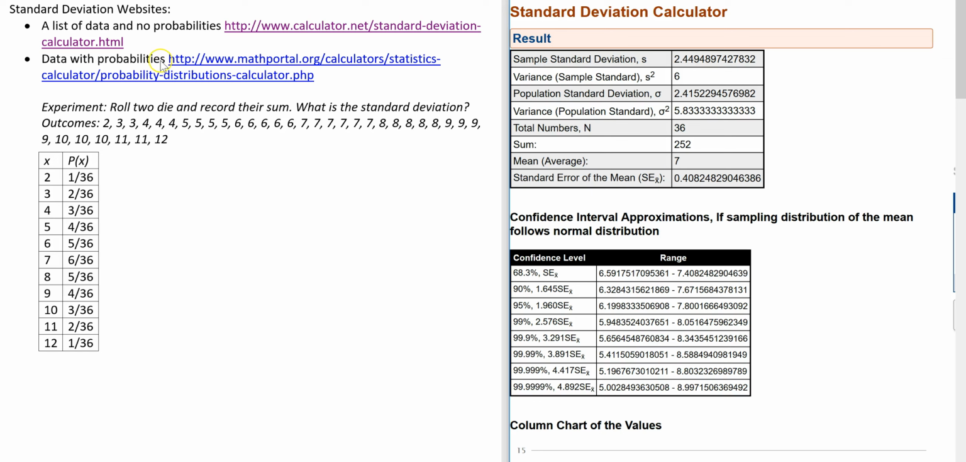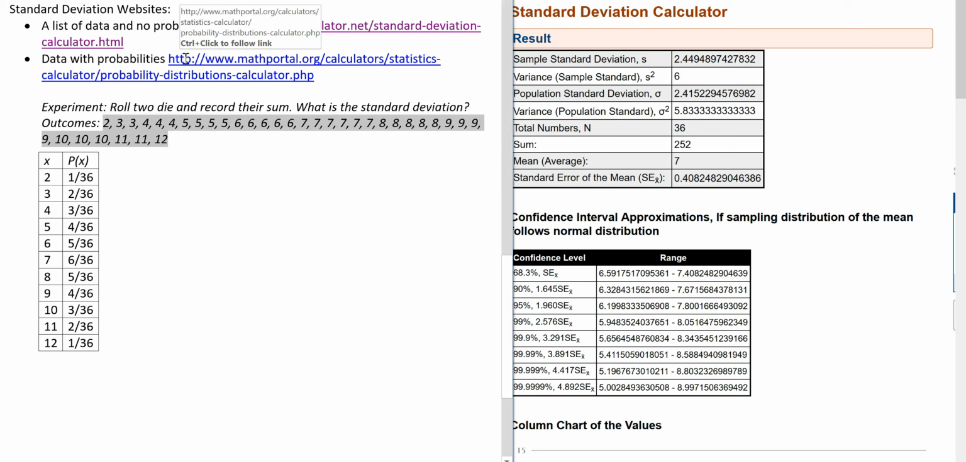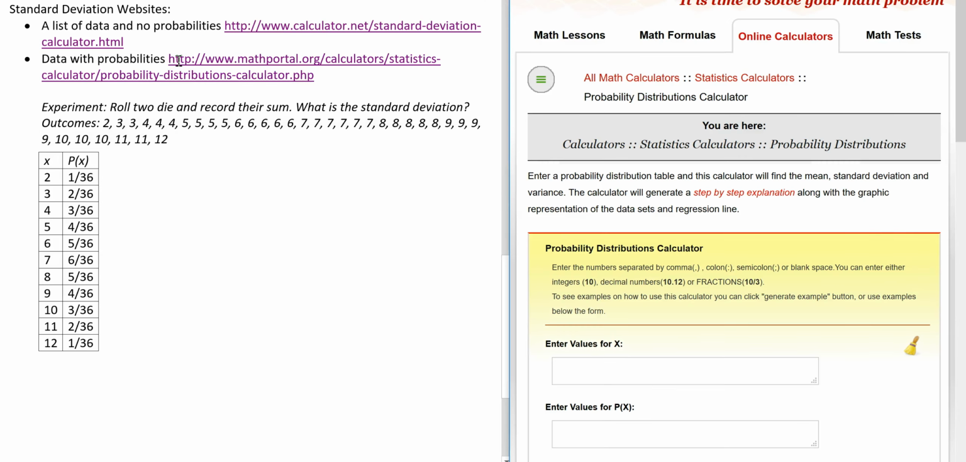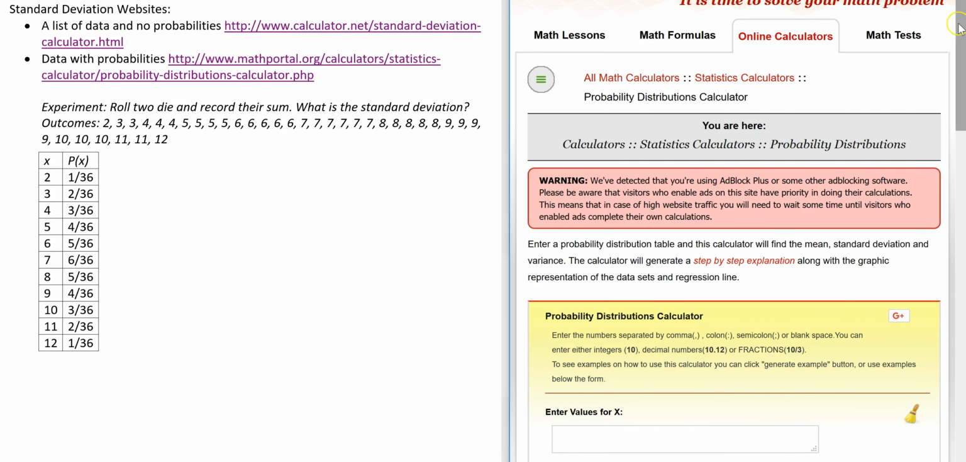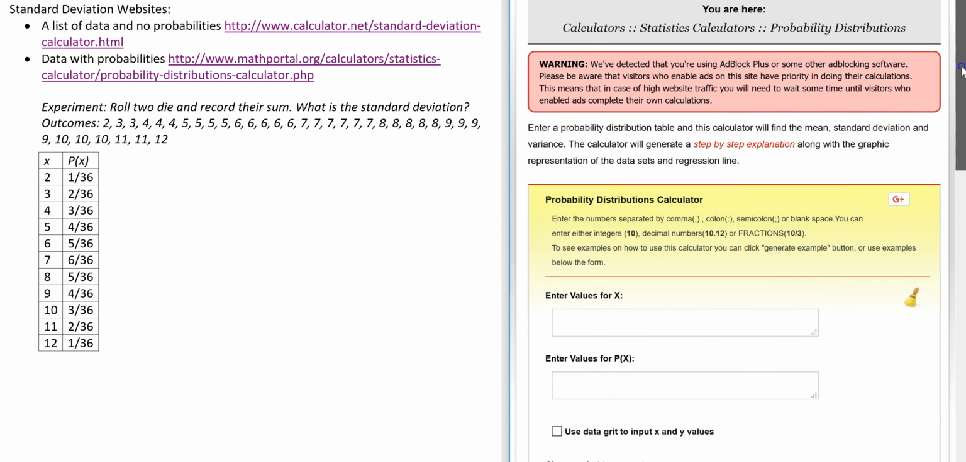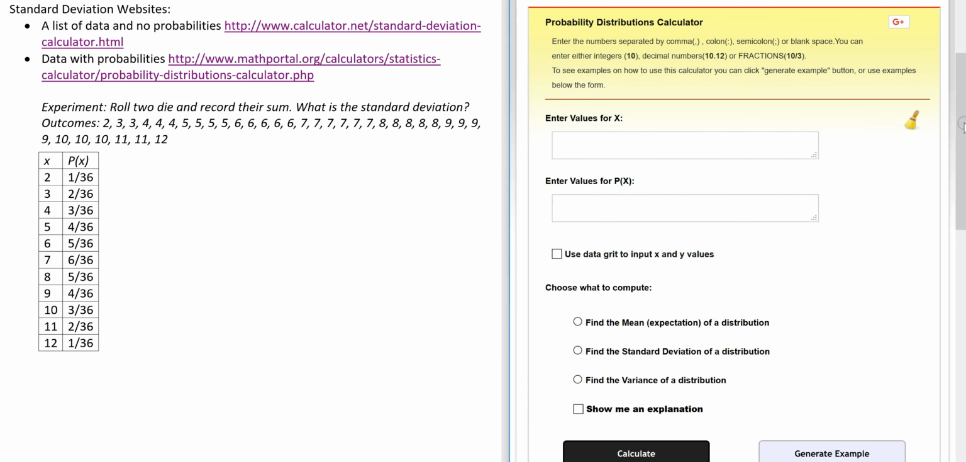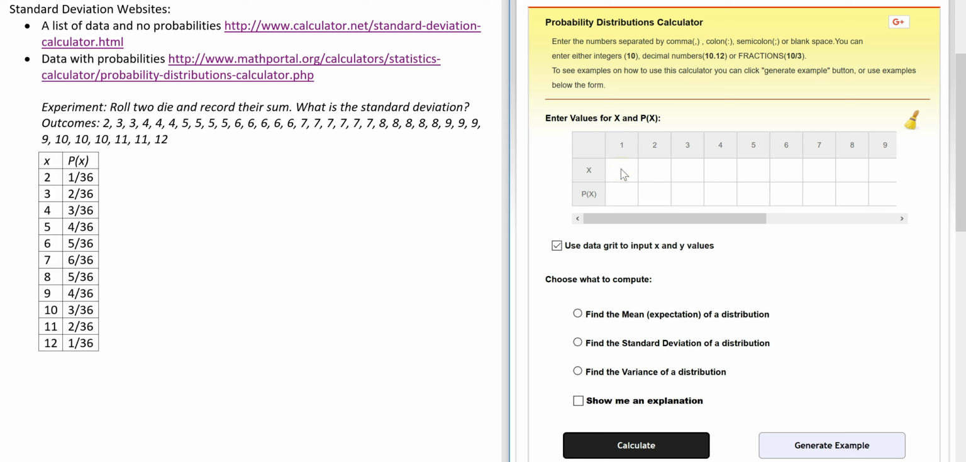The second website that I use is when I have probabilities or frequency distribution. And this is a calculator that if you followed in other videos, you would have seen before. It's a probability distribution calculator. And when I enter my values, I may want to enter them in this top box and then the probabilities in the bottom box. Or I can check and change this to more of a tabular form, typing in and tabbing over to place my data in is required.